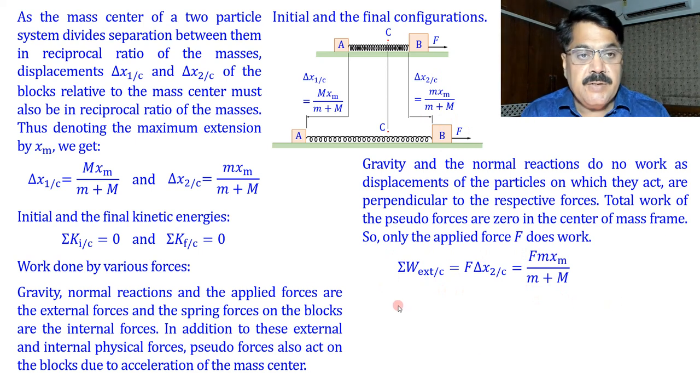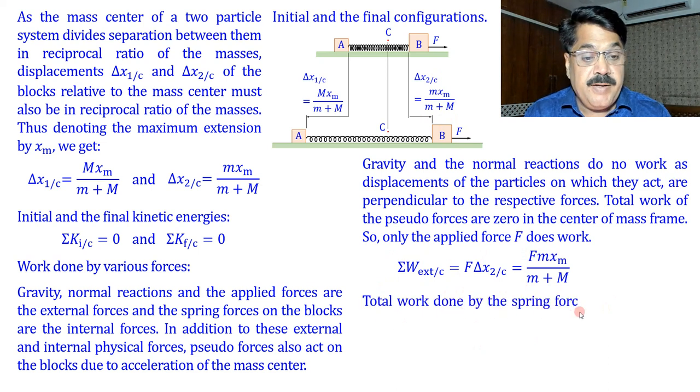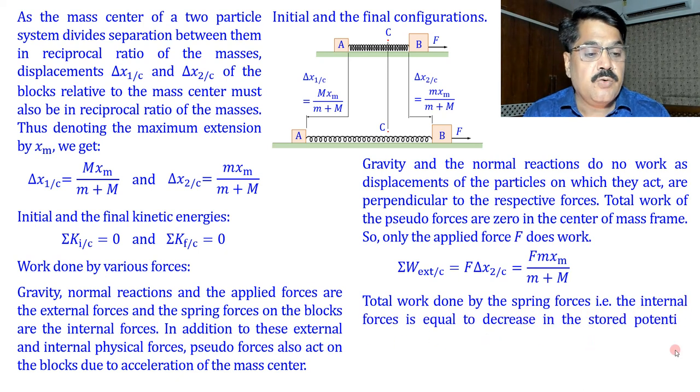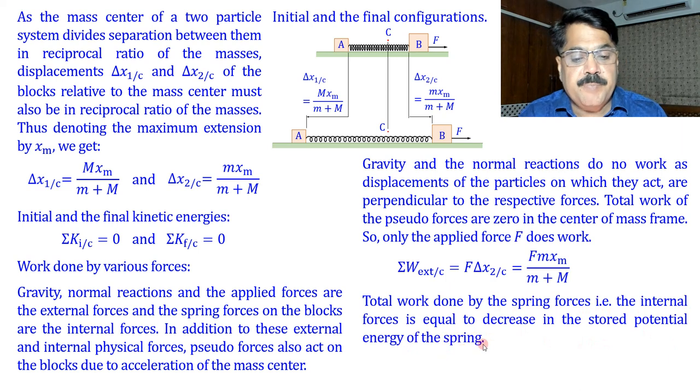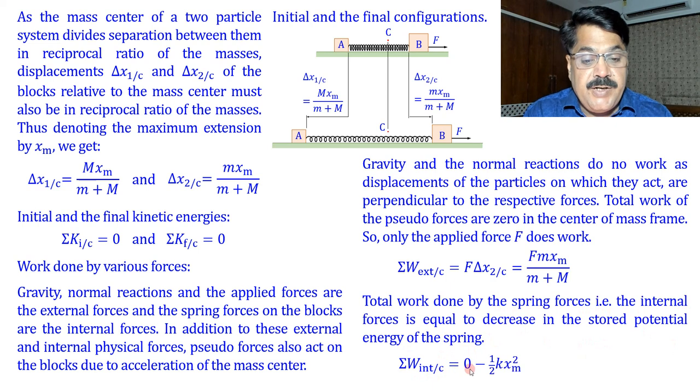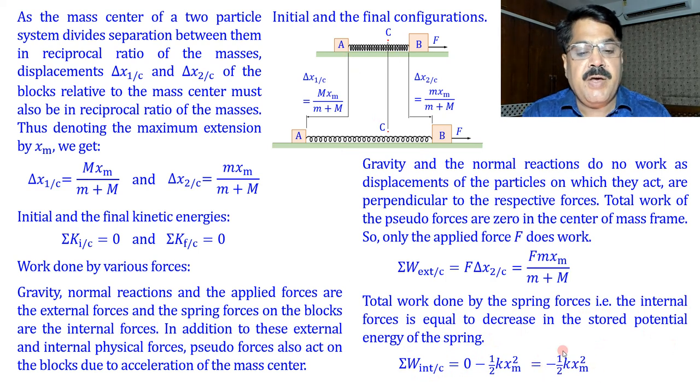Now we write total work done by internal forces. Work done by pseudo forces, we know that is 0. So total work done by the spring forces, that is the internal forces, is equal to the decrease in the stored potential energy of the spring. So summation W internal with respect to C is equal to initial potential energy, the spring was relaxed, and final minus half k xm square. So what you get? Minus half k xm square is the work done by internal forces.